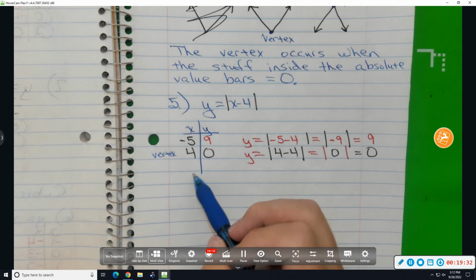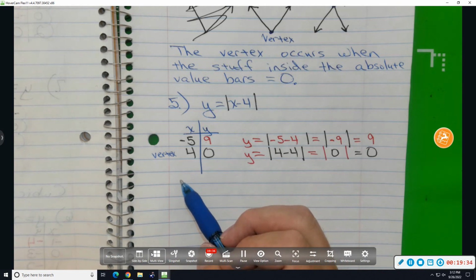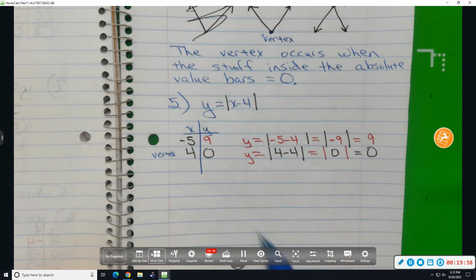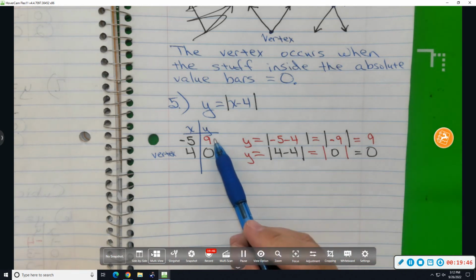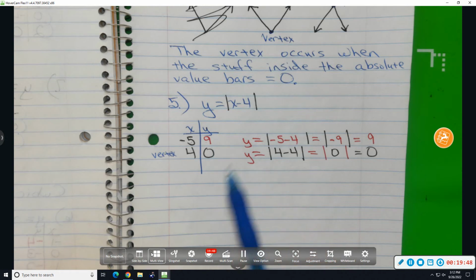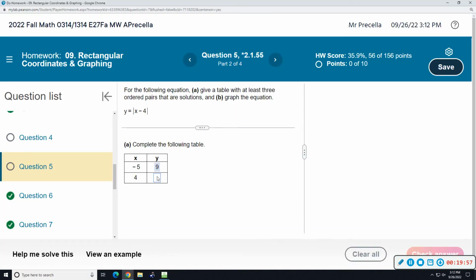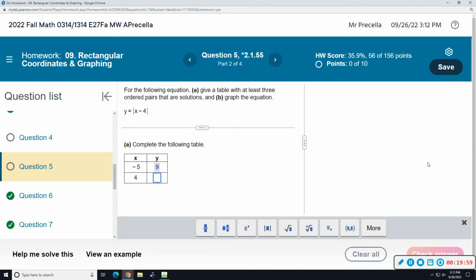So when they're giving you a table for the absolute value graph, one of the numbers they tell you to plug in must correspond to the vertex, because the graphing tool for absolute values, first thing they're going to do is say plot the vertex. You're not going to start by plotting -5, 9. You're going to start by plotting 4, 0. But there's another point they want us to find. Let's see. Oh, I better type in 0 there. Okay.